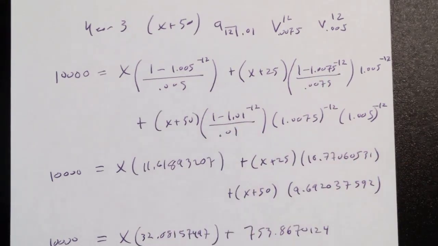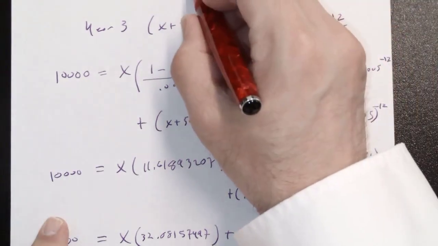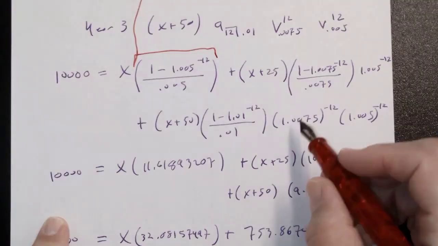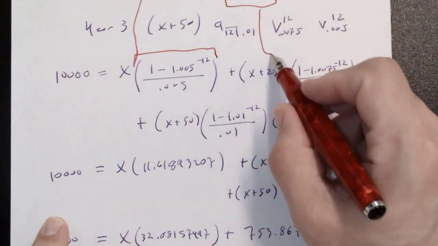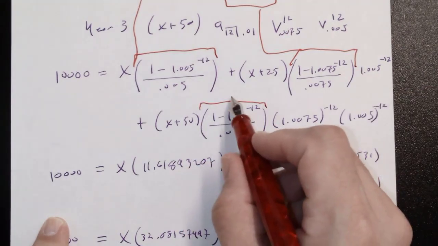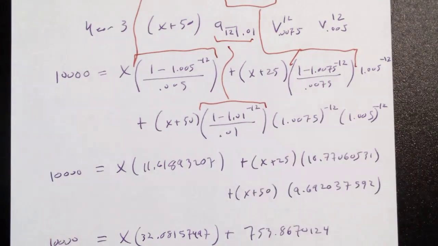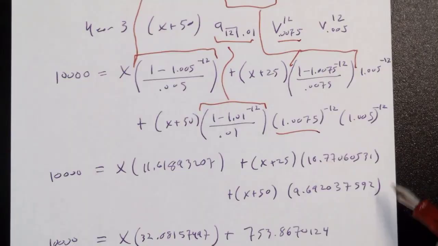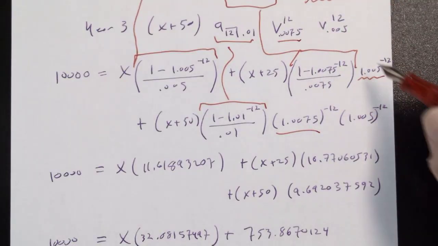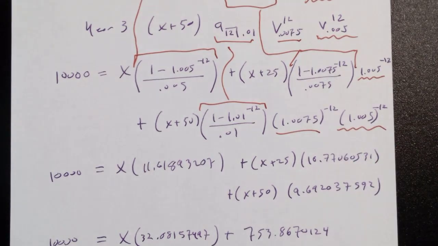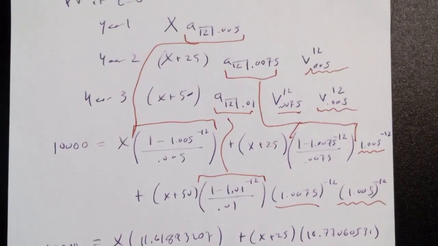This is this. This is this. And this is this. The V calculations, that's these numbers. Oh, you can't see what I'm circling up at the top. There.